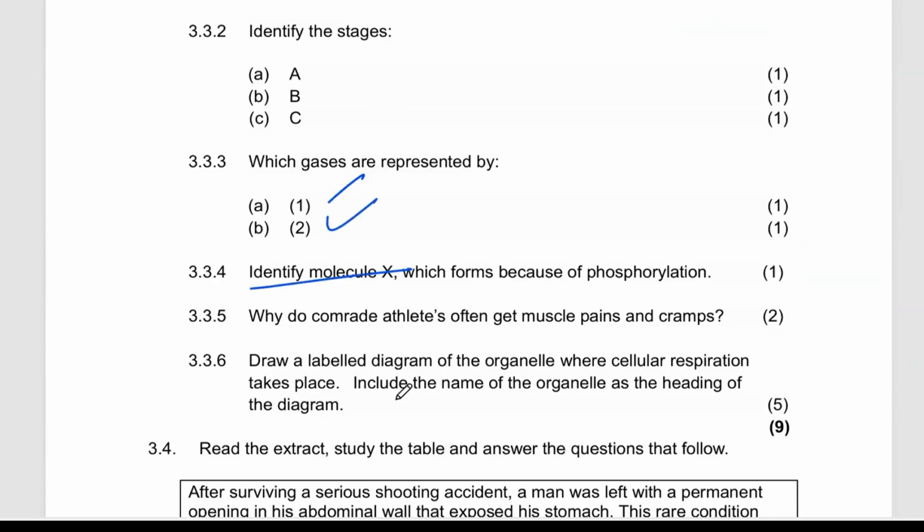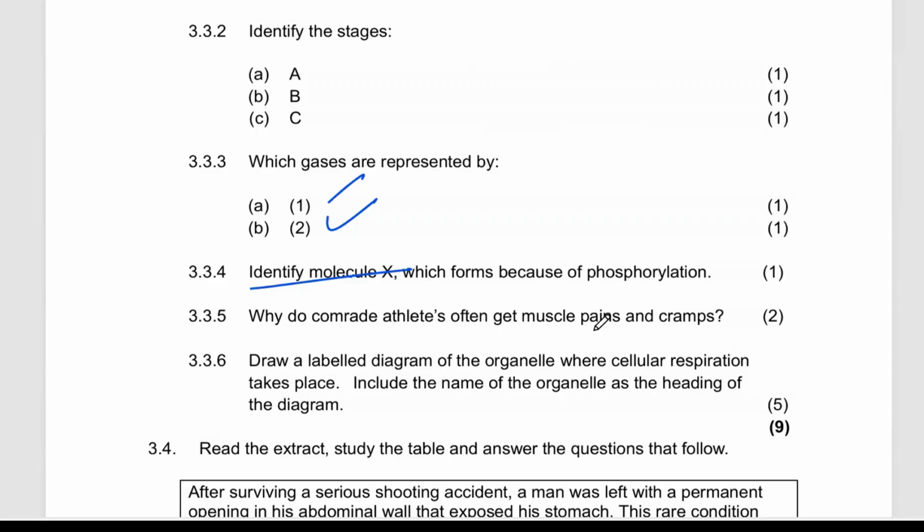Question 3.3.5, we are saying, why do Comrades athletes often get muscle pain and cramps? Basically, this is because of insufficient oxygen, which makes the production of what? Of lactic acid. It is because the lactic acid has built up as a result of anaerobic respiration, as a result of absence of enough oxygen. Basically, the aerobic respiration is incomplete.